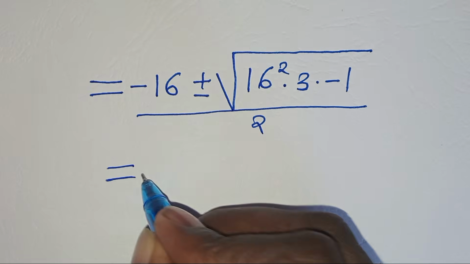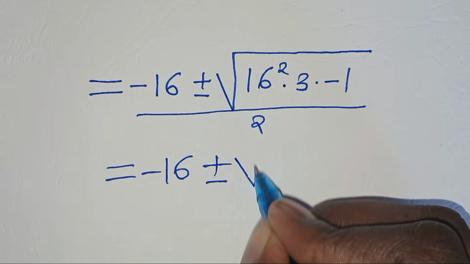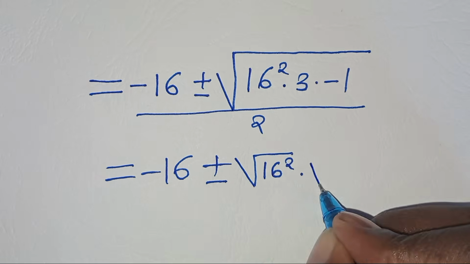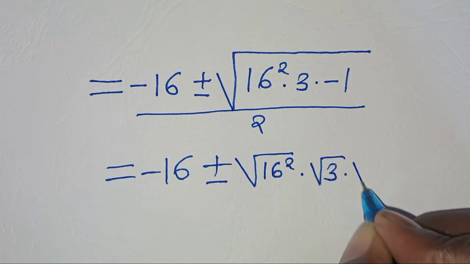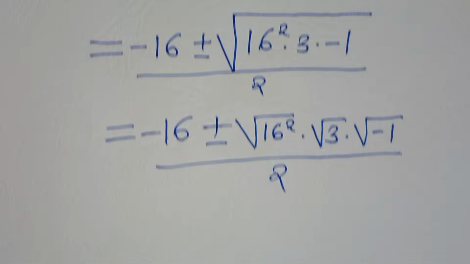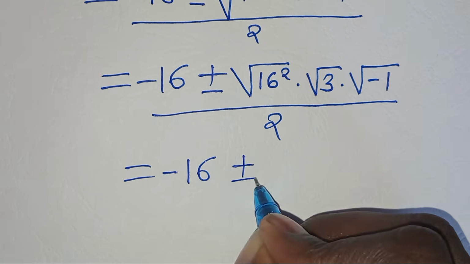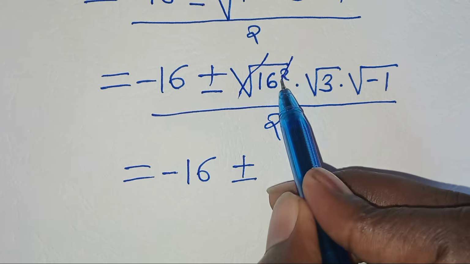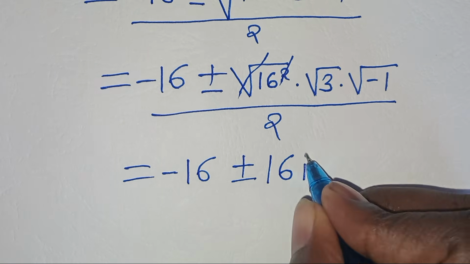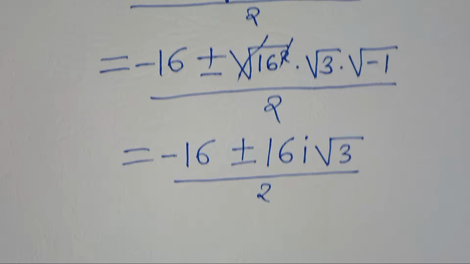So here we have negative 16 plus or minus. We can express this as the square root of 16 raised to the power of 2 multiplying by the square root of 3 multiplying by the square root of negative 1. Everything here divided by 2. Now let's eliminate the square root sign here so that we have 16, and the square root of negative 1 is i, then the square root of 3, then everything here divided by 2.